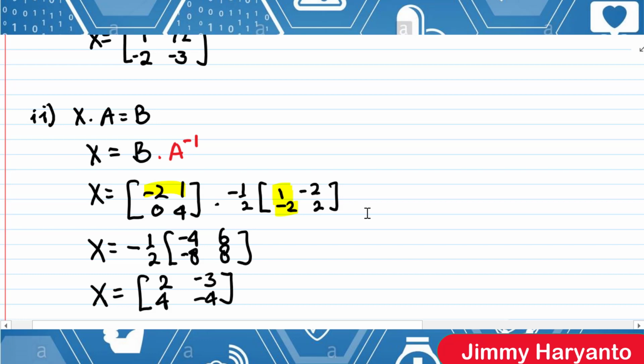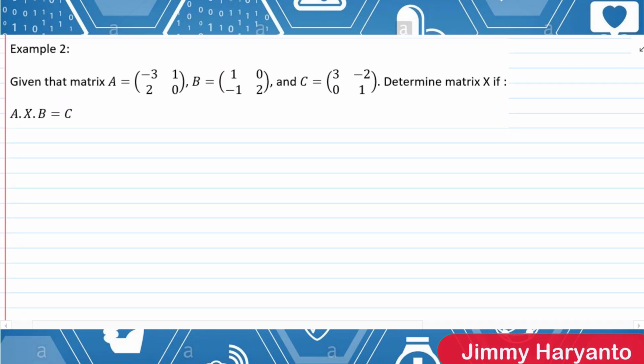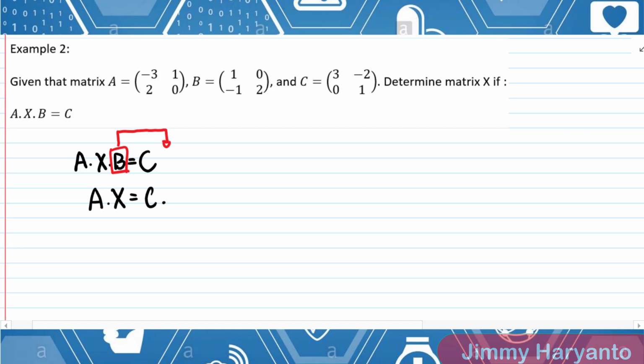Yeah. Next is example 2. For example 2, we have a more complicated matrix equation. So we have A times X times B equals C. For this one, we will move A and B one by one. So first, A times X times B equals C. I want to move the B. As you can see, B is on the right side of the X. So when you move the B, it will be on the right side of the C also. C times B inverse. There you go.